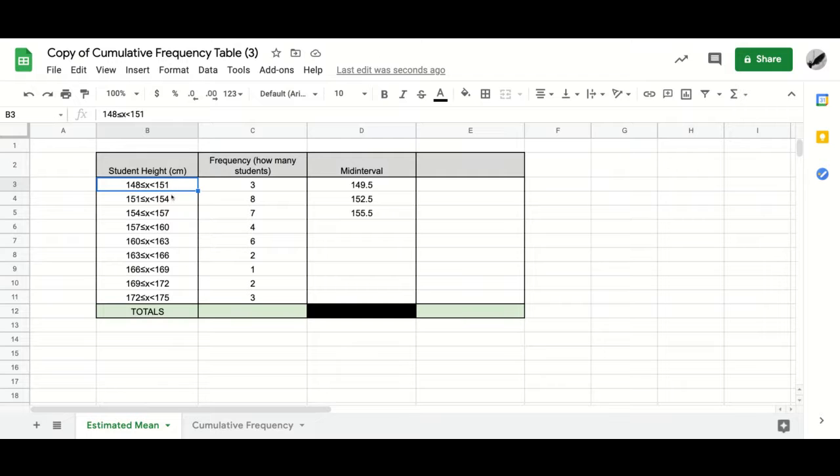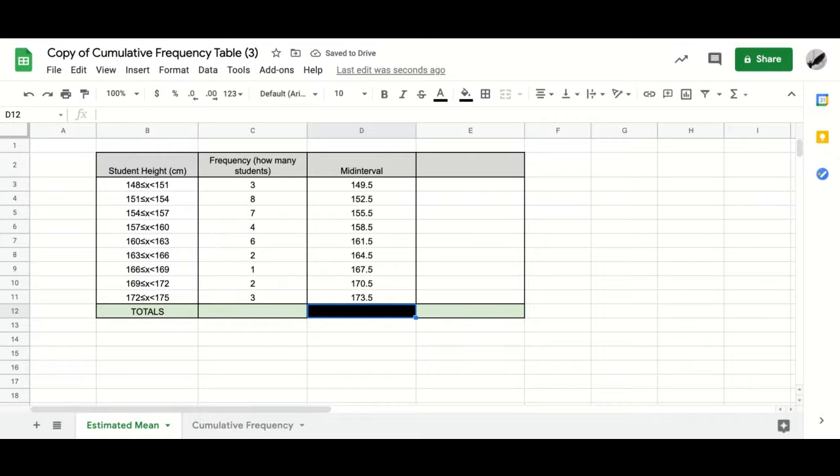Start to notice a pattern here. Well, if I go to my student heights over here, those intervals are increasing by 3 each time. Look at this. Oh, this is also increasing by 3 each time. Well, now I can just type this in. So 155.5 plus 3 is 158.5. Add another 3, 161.5. One more time, 164.5. 167.5. I love spreadsheets. 170.5. Last one, 173.5.